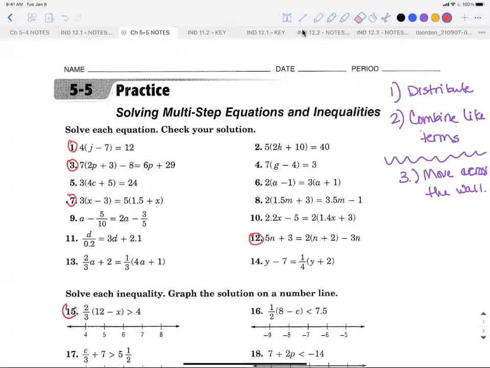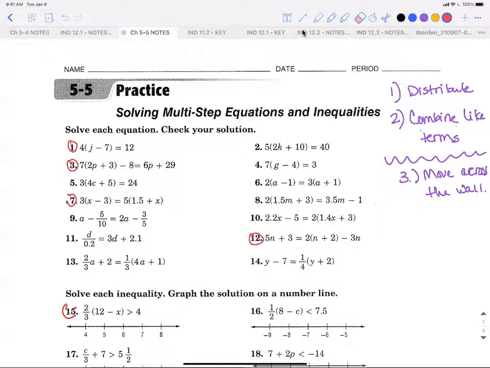And then, of course, your Khan Academies are the other part of your review, and you'll have till Friday to work on those. This is solving multi-step equations and inequalities. We've already solved multi-step equations, and we have solved inequalities. So now we're just lumping this all into one.